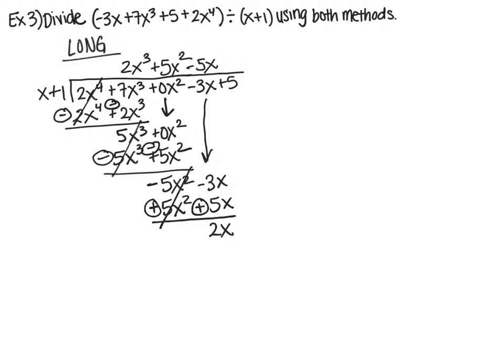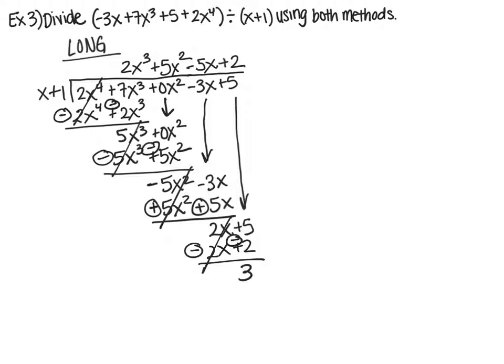And then one more time, we'll bring down the constant. So bring down the plus 5. And 2x divided by x is 2. So plus 2 will go up here. And then 2 times x plus 1 will leave us with 2x plus 2. And when I subtract, this will become a minus, and this will become a minus. The 2x's cross out, and 5 minus 2 is 3. So we have a remainder of 3.